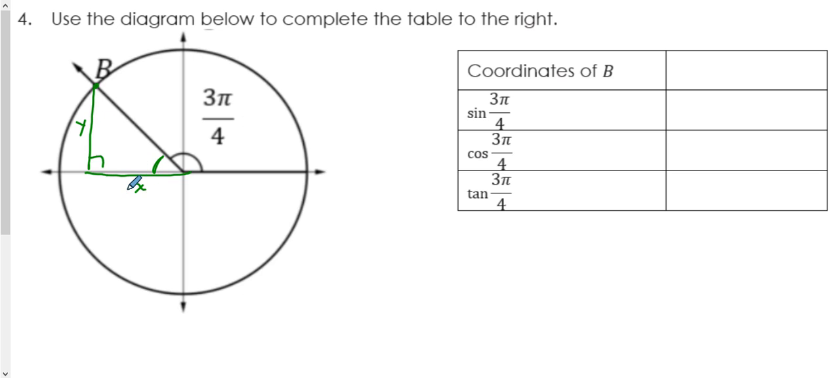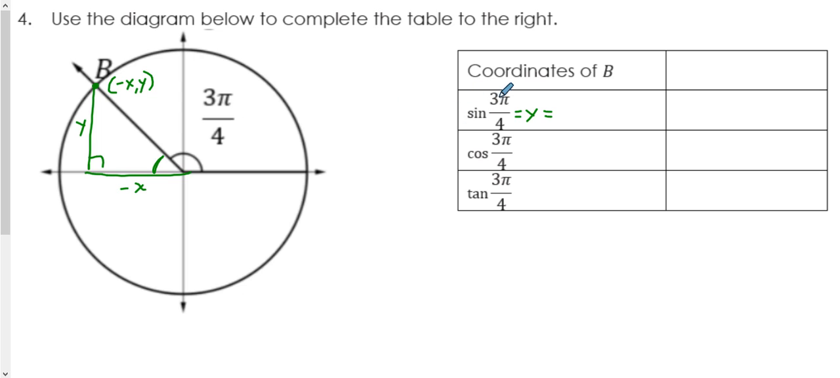Now, if you want to go ahead and say, hey, guess what? I know my x is going to be negative because we're going to the left. I know my y is going to be positive because we're going up. So when we do find this coordinate right here, it's going to be a negative x and a positive y. All right. Remember, sine is the y.